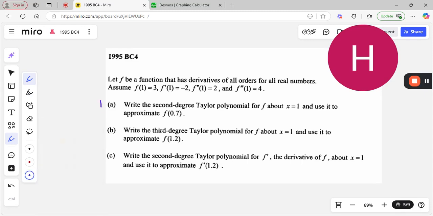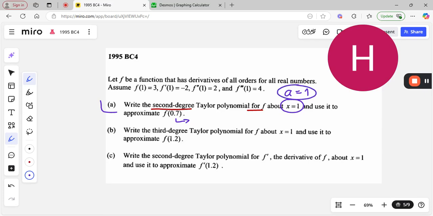So for part A, it says to write the second degree Taylor polynomial for f. That is very important, that it's for f. And it's about the point x equals 1, so this is like our a value, you might call it, and use it to approximate f of 0.7. Now people get confused because there are two x values here. They're like, which one do I use and where do I use it?